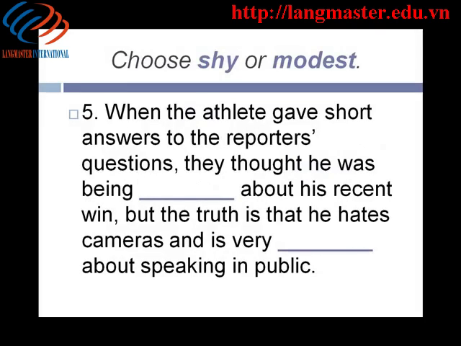5. Choose shy or modest. Answer. When the athlete gave short answers to the reporter's questions, they thought he was being modest about his recent win. But the truth is that he hates cameras and is very shy about speaking in public. Both words have generally the same meaning, but shy is stronger. Shy can suggest feeling awkward or uncomfortable with other people or a situation. Modest simply suggests not showing too much pride.